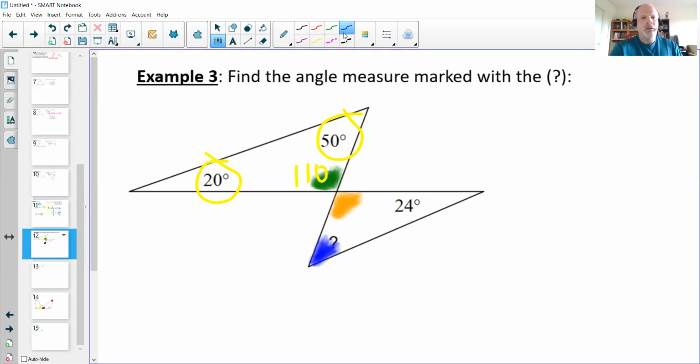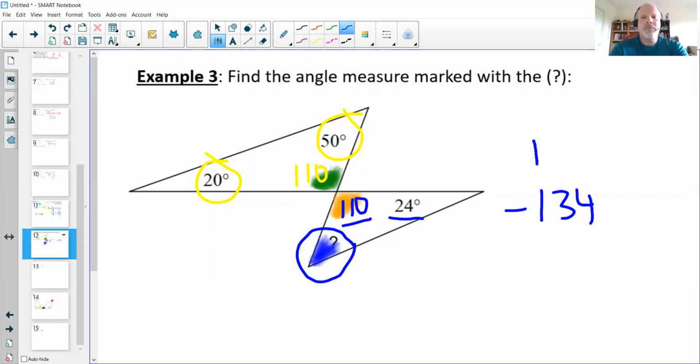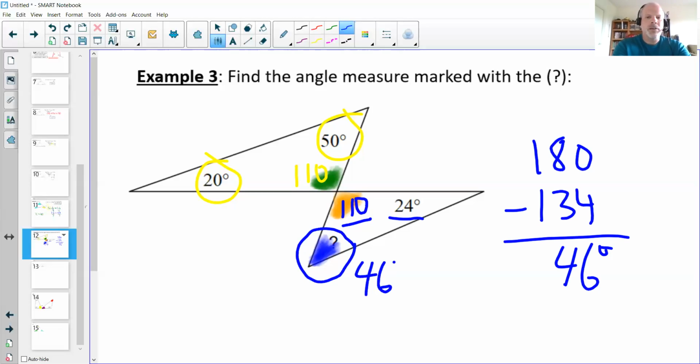Since the orange angle is vertical to the green angle, then this one must also be 110 degrees. Finally, I can find the blue angle by taking 110 plus 24, which equals 134. Subtract that from 180 to find the blue angle. Well, 180 minus 134 is 46 degrees. So the missing angle is 46 degrees.